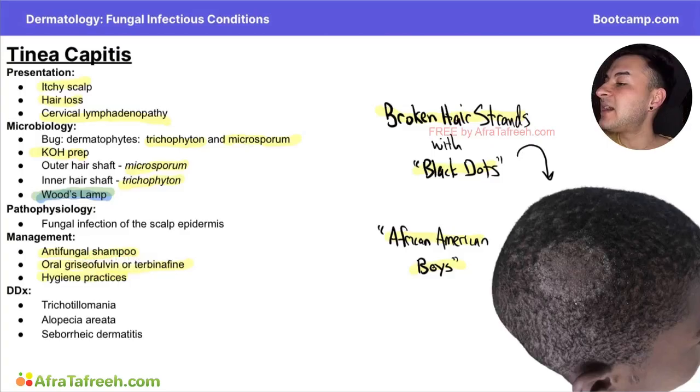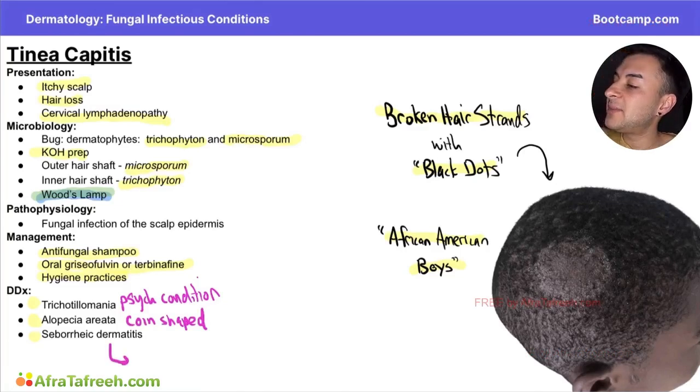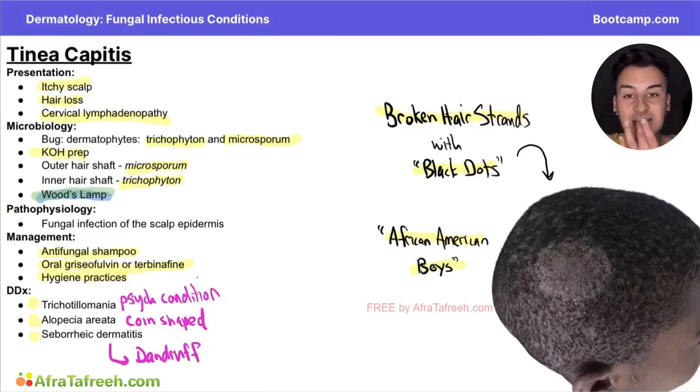Now, in terms of the differential diagnosis, we have trichotillomania, alopecia areata, and seborrheic dermatitis. Trichotillomania is usually going to be associated with some type of psychiatric condition. When we're talking about alopecia areata, this is an autoimmune process, so be on the hunt for other autoimmune conditions. Also, this hair loss is described as coin-shaped, patchy areas of hair loss. And finally, on our differential, we have seborrheic dermatitis, which is also going to be itchy. However, this is going to present more like dandruff with a lot of flaky scalp, and it may also have an associated infection area in the T-zone of the face. So that's going to be your differential for tinea capitis.